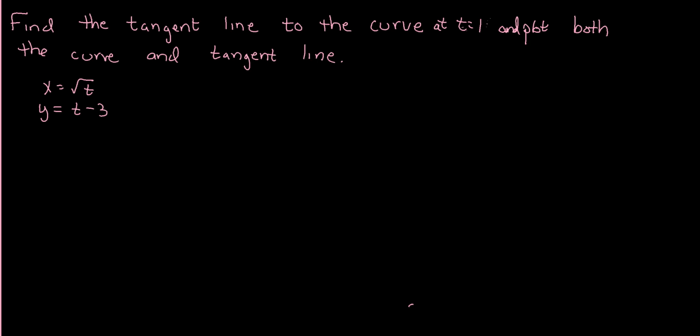Hi everyone, in this video I'd like to talk a little bit about parametric equations and tangent lines. In this exercise we're going to find the tangent line to the curve at t equals 1. I'm just going to emphasize that piece of information, t equals 1, and plot both the curve and the tangent line. All right. First of all, let's take a look at what a parametric curve is.